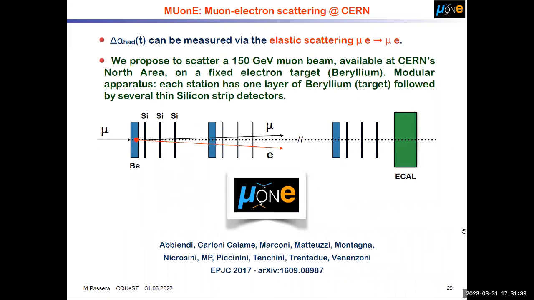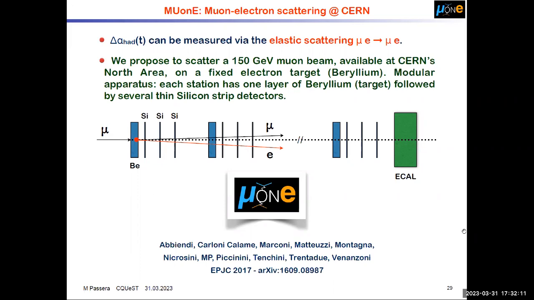The idea is the following. The idea is to measure muons on electrons, mu-e scattering, so mu-e into mu-e elastic scattering. In fact, the idea is to scatter muons on a target. And we looked it up, and there is in fact a muon beam which has exactly the right energy that is needed for us, which is roughly 150 GeV, 150, 160, that's not important. And it's available at CERN right now in the North Area.